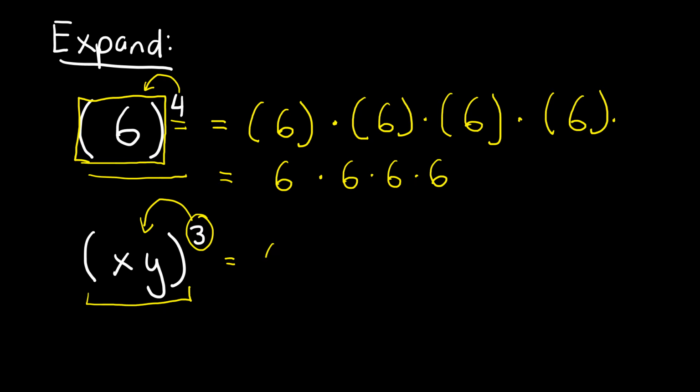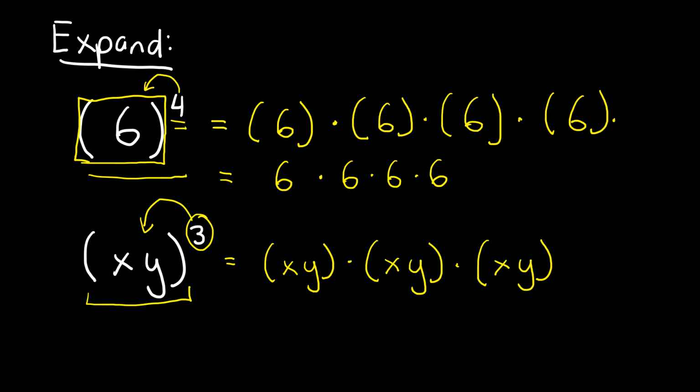So that's open bracket xy close bracket times open bracket xy close bracket times open bracket xy close bracket. Because there's not much affecting the brackets, we can simply remove them, and this becomes xy times xy times xy. And this is how we expand exponential expressions when the base is in brackets.